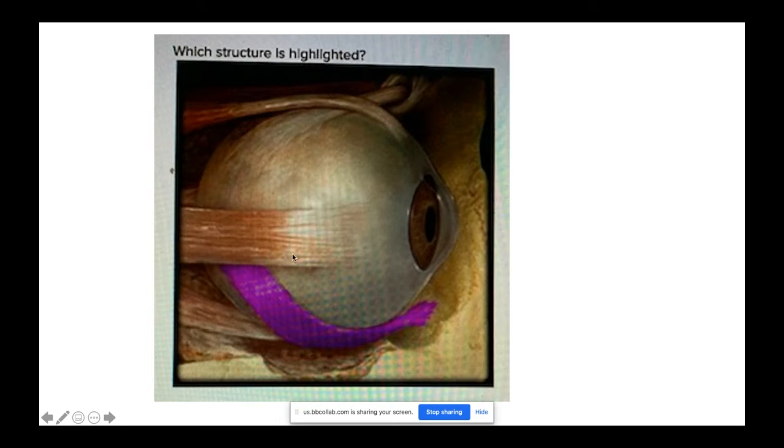What structure is highlighted here? Well, again, superior oblique is on top, superior rectus, lateral rectus, inferior rectus. That has to be inferior oblique.